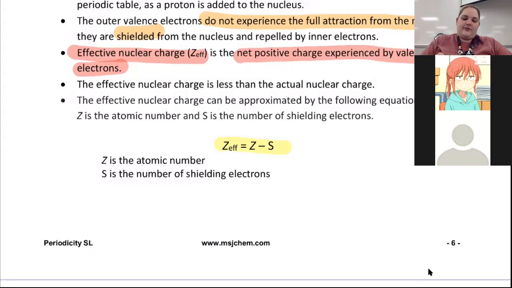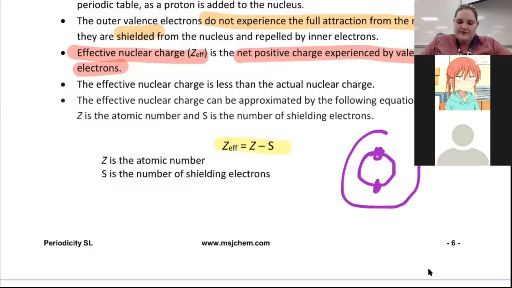Okay, so for example, I'm going to draw a Bohr model here. I'm going to draw sodium. Sodium is an alkali metal. It is in the third period, so it's in group 1, period 3. Okay, so the first energy level is full. It's got 2 electrons. The second energy level would be full, and so it would have 8.